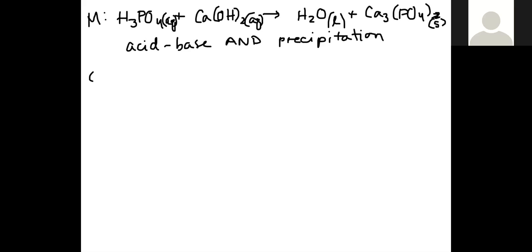Okay, let's do our complete ionic. How many H pluses do we have? Oh, sorry, we need to balance it first. It's not balanced. How many H3PO4s should we have to balance this? We would need 2 H3PO4s because we need 2 PO4s to match the other side.